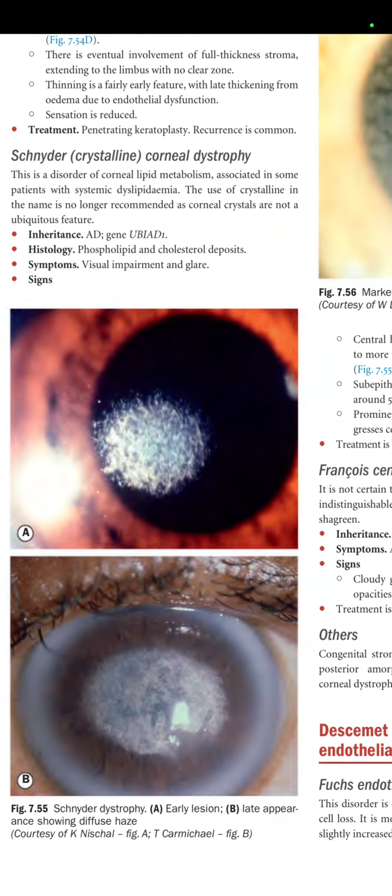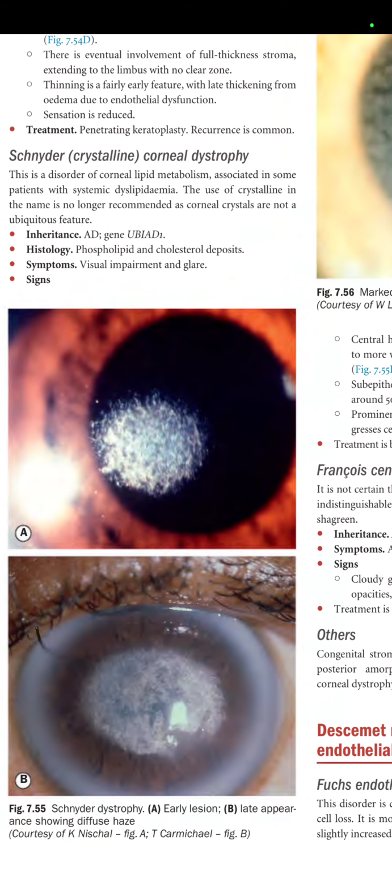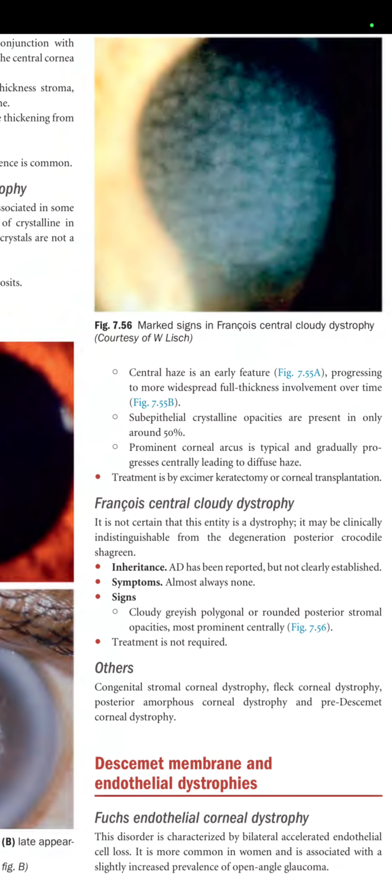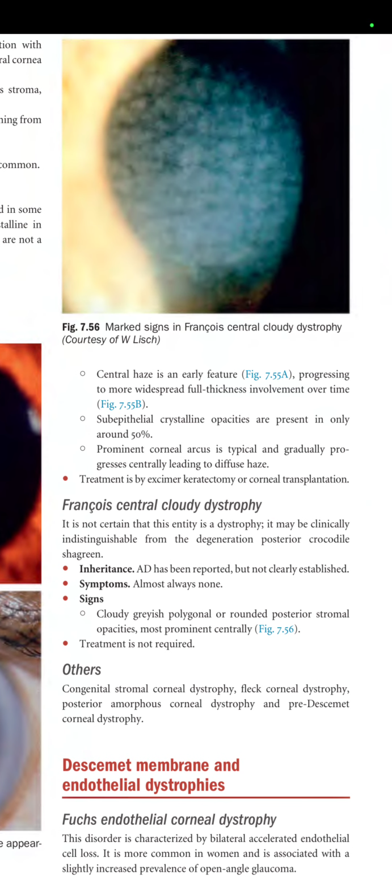Histology showing phospholipid and cholesterol deposit. Symptoms include visual impairment and glare. Signs are the central haze is an early feature progressing to more widespread full thickness involvement over time. Subepithelial crystalline opacities are present only in around 50%. Prominent corneal arcus is typical and gradually progresses centrally leading to diffuse haze.